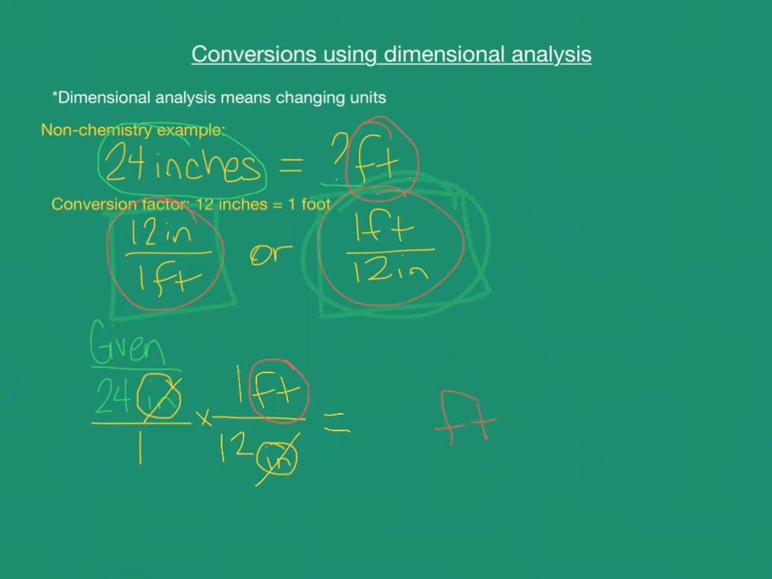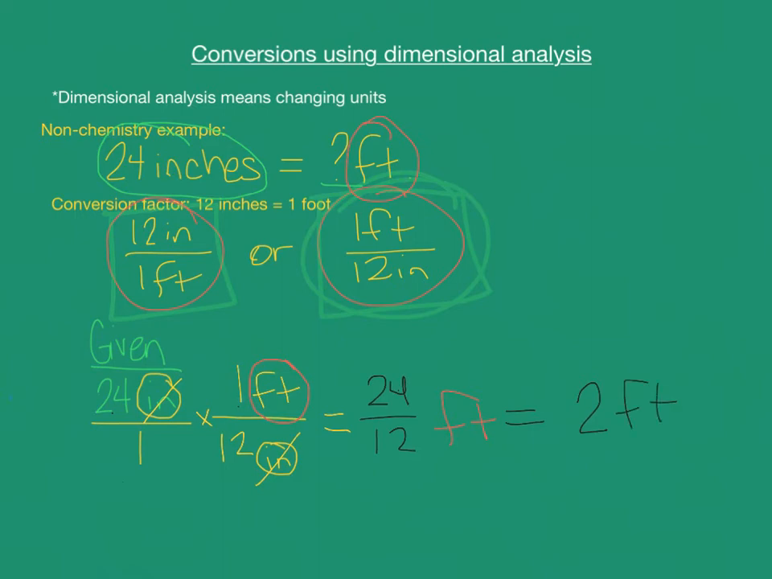So now I just multiply this as a fraction, right? So how do you multiply fractions? Well, we're going to multiply across the top. So I'm going to take 24 times 1, which gives me 24. And then I'm going to multiply across the bottom. 1 times 12, which is 12. So I have 24 over 12. Well, we don't want a fraction, so we're going to divide that out. So what do we get? We get 24 divided by 12, which would tell us that it is 2 feet.